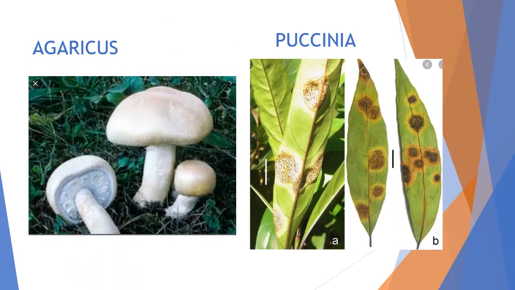So this is a common one, that is the Agaricus, and this is the smut. This is the one that is causing the disease. There is a disease called the rust disease in plants. Okay, so you can see here the discoloration has taken a burnt-like appearance, and this is caused by the Puccinia.